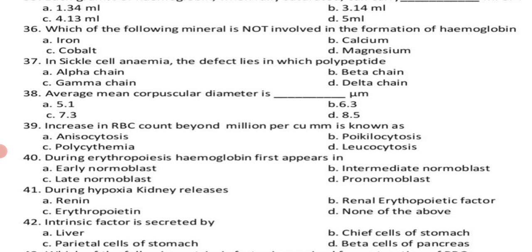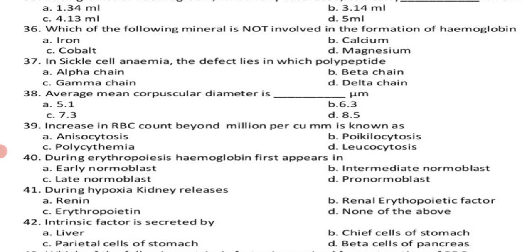Erythropoiesis is stimulated by decreased oxygen in the circulation, which is detected by the kidneys, which then secrete the hormone erythropoietin. The erythropoietin secreted by the kidney leads to the process of erythropoiesis. So, during erythropoiesis, hemoglobin first appears in the intermediate normoblast stage. Option B is the correct answer.